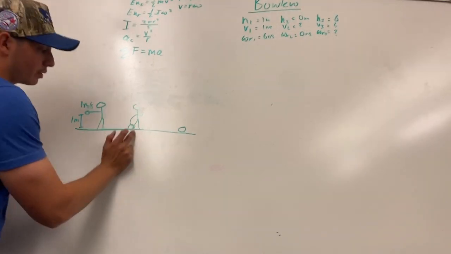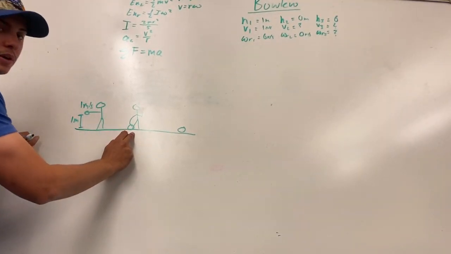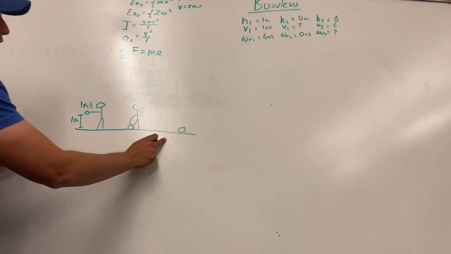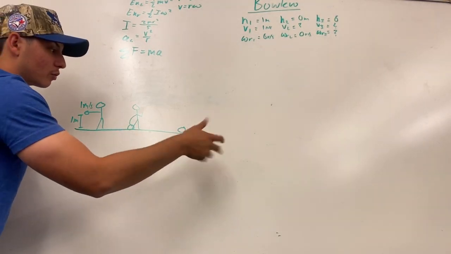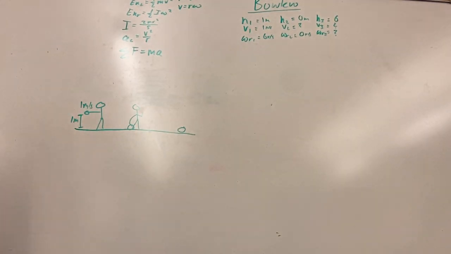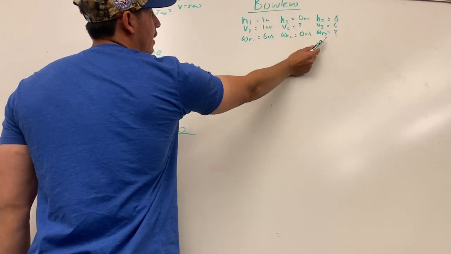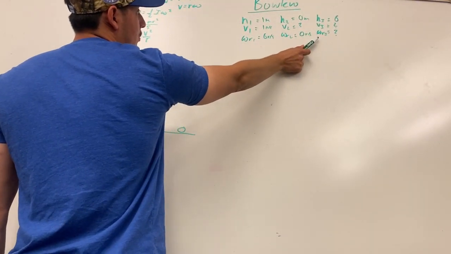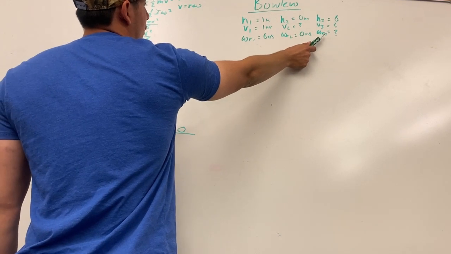Event 2 is when the ball is about to be released. And event 3 is when it is released and already moving and rolling. So we're going to solve for V2 and our V3 and rotational velocity right here.